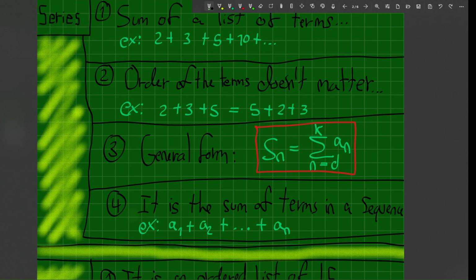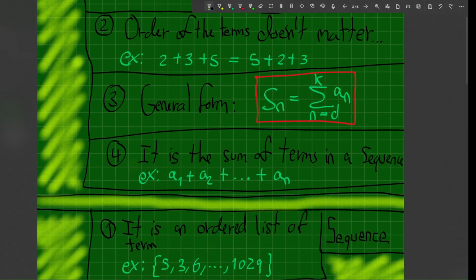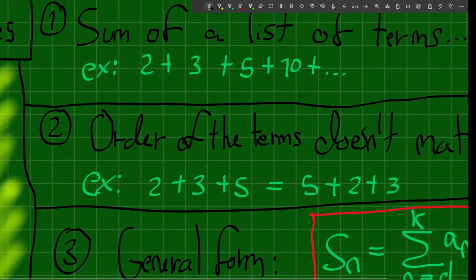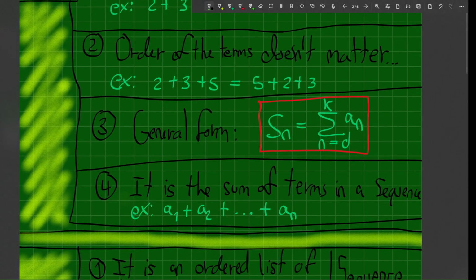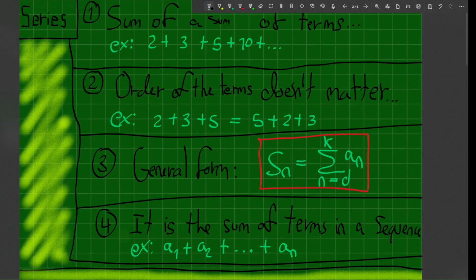So on this episode we'll cover a series. What is a series? What is a sequence? Also, partial sums. We'll figure that out. So yeah, let's begin. A series is a list of terms, or rather a sum of terms, and these could be as exemplified here, 2 plus 3 plus 5 plus 10.